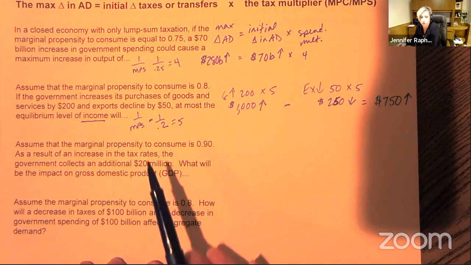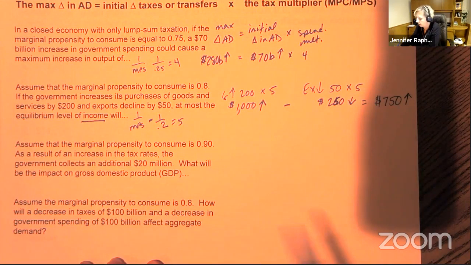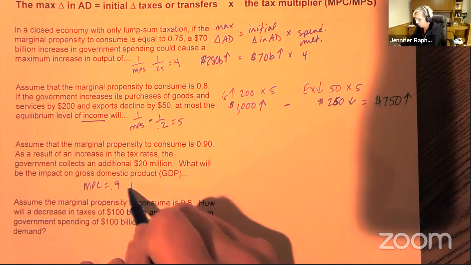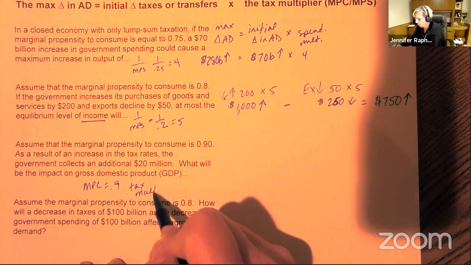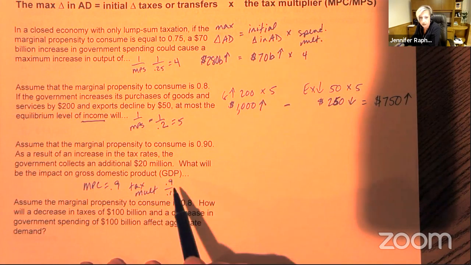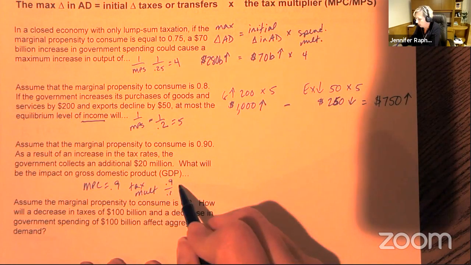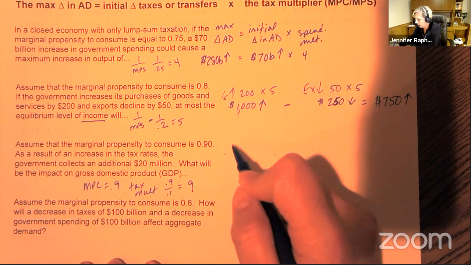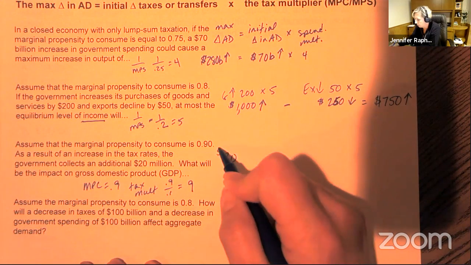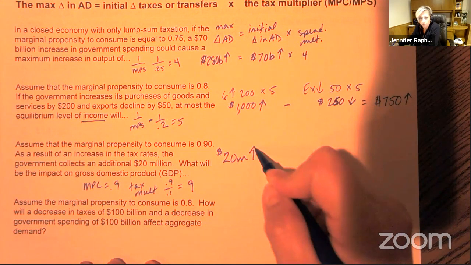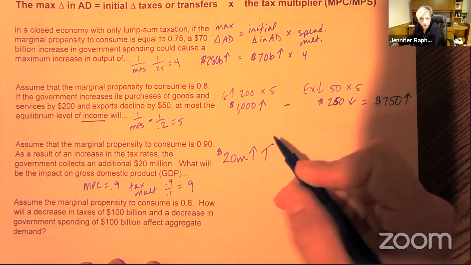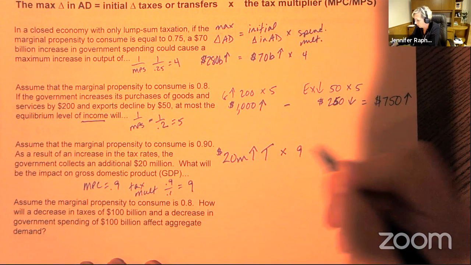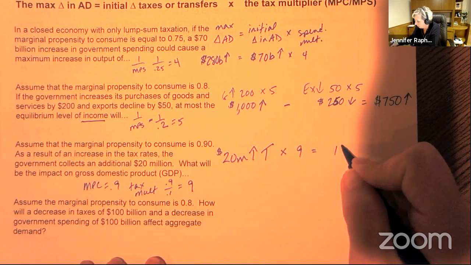So now we're looking to use the tax multiplier. If the MPC is equal to 0.9, then the tax multiplier is going to be equal to 0.9 over 0.1, right? MPC over MPS, which equals 9. And so if the government increases taxes by 20 million, what is the max change on real GDP? Well, we're going to multiply that by the multiplier, and we're going to get a $180 million change.